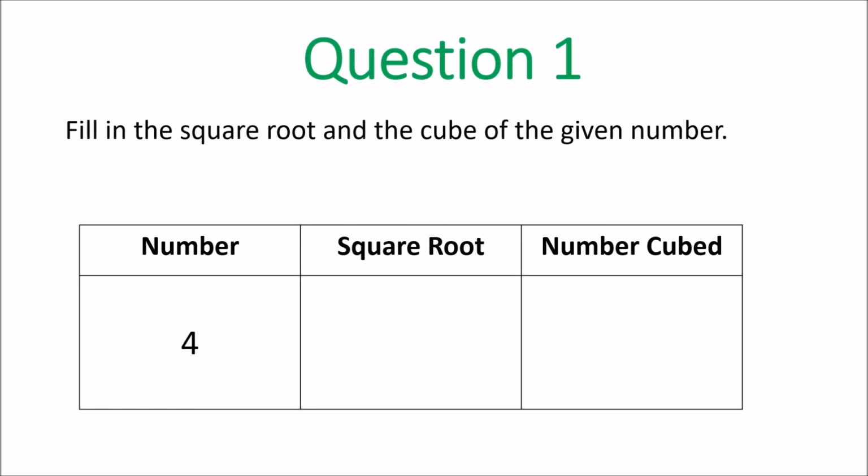Get ready to mark. Question 1. Fill in the square root and the cube of the given number. If the number is 4, what's the square root of 4? The square root of 4 is 2. Yes, 2 times 2 is 4. So the square root is 2.